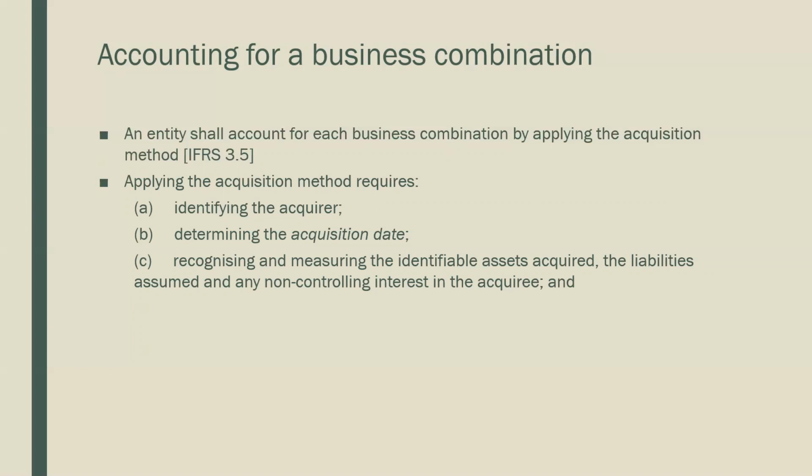If the acquirer does not own 100% of the acquiree, then there might be a non-controlling interest, other owners that do not have a controlling stake, and recognizing and measuring goodwill or a gain from a bargain purchase. We will be talking about these in more detail later on.